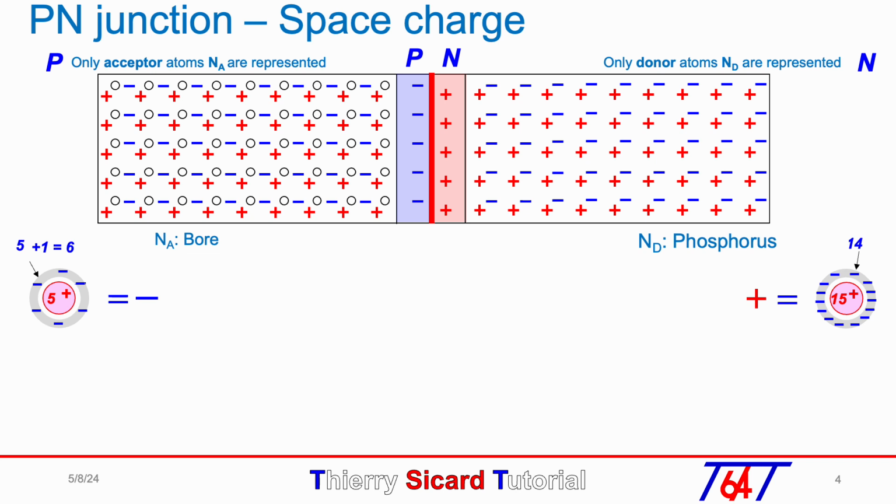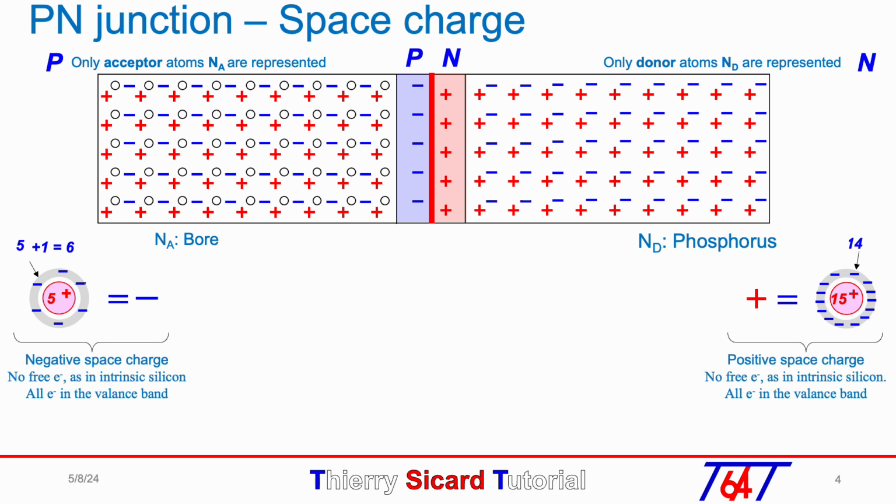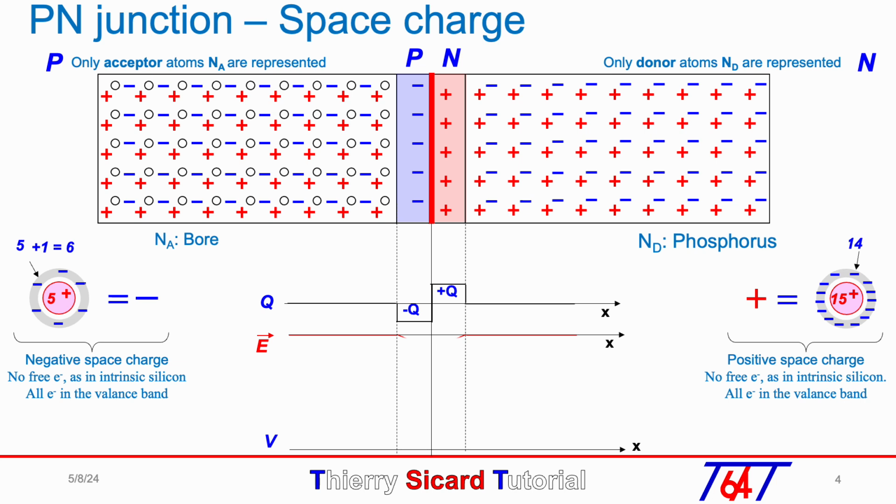In the positive and negative space charge, there are no free electrons, which means that we are in the same configuration as an intrinsic semiconductor, all electrons in the valence band and no electron in the conduction band. The positive and negative charges create an electric field with a maximum field at the PN junction. The N-doped side increases its voltage compared to the p-doped side. This is called the built-in voltage.